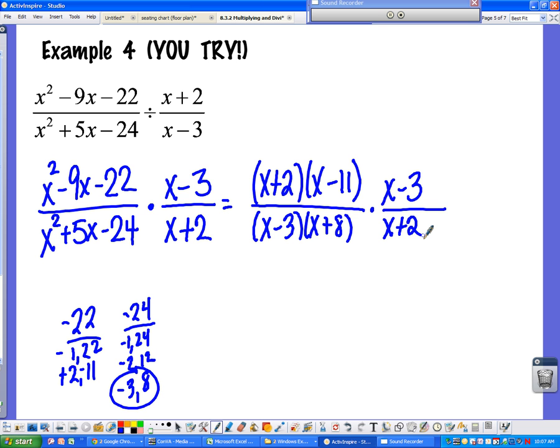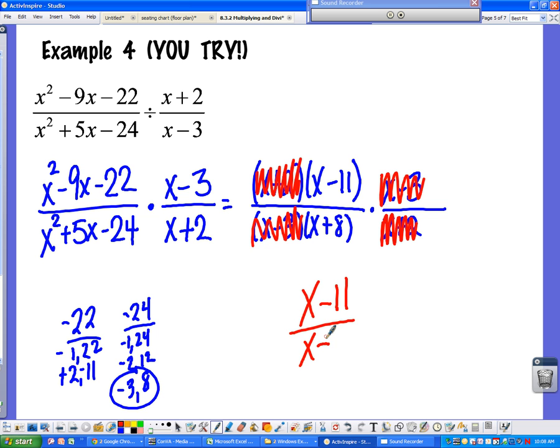So just like we've been doing, you can cancel anything that's the same on top as it is on the bottom. So x plus 2 and x plus 2, x minus 3 and x minus 3. So I get x minus 11 over x plus 8. That's my final answer.